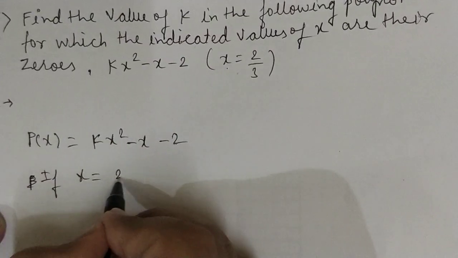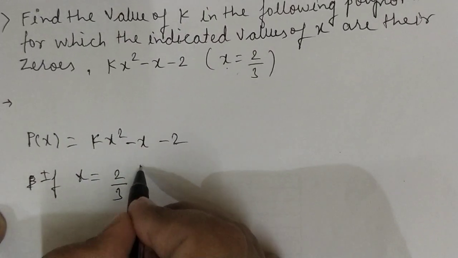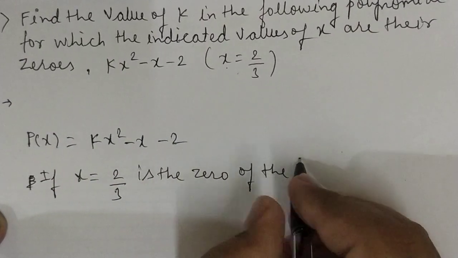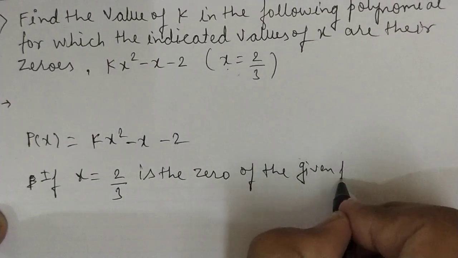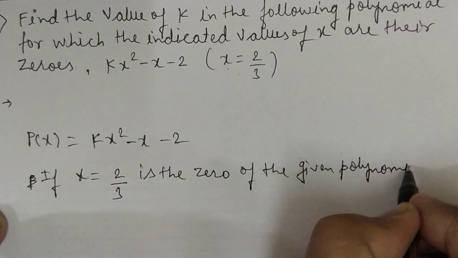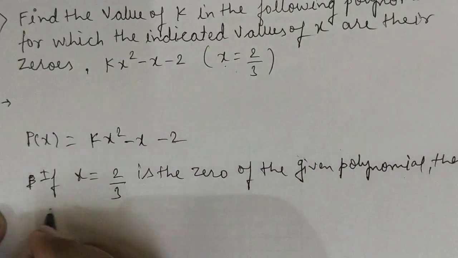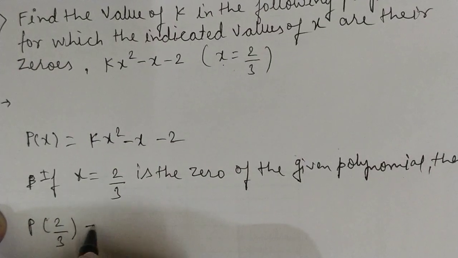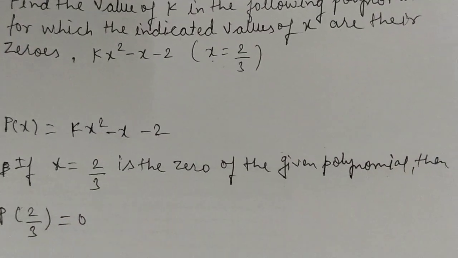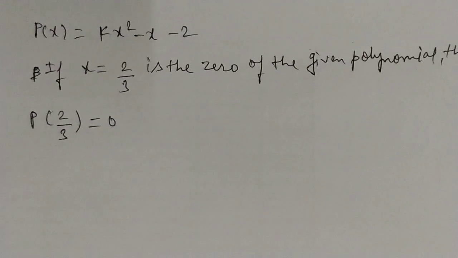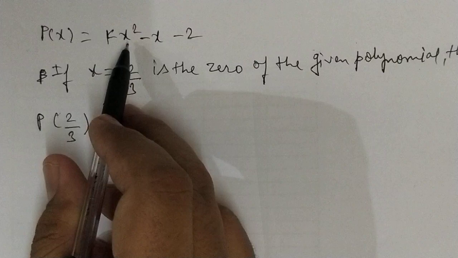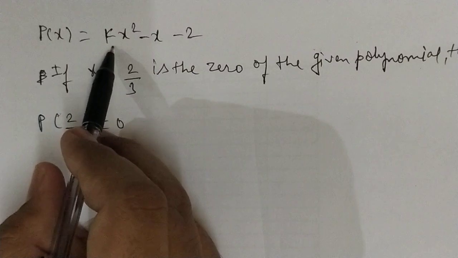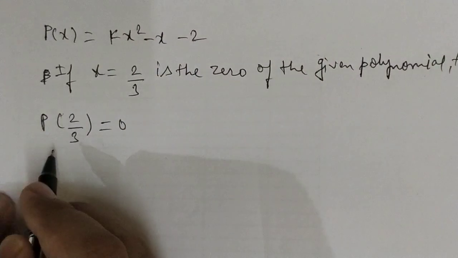If x equal to 2 by 3 is the zero of the given polynomial, then p of 2 by 3 will be equal to 0. P of 2 by 3 equal to 0 means if in the function at the place of x you put 2 by 3, you will get p of x as 0. So I am putting 2 by 3 at the place of x. Simple.